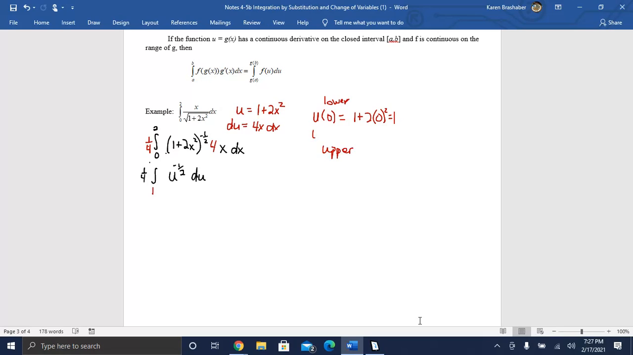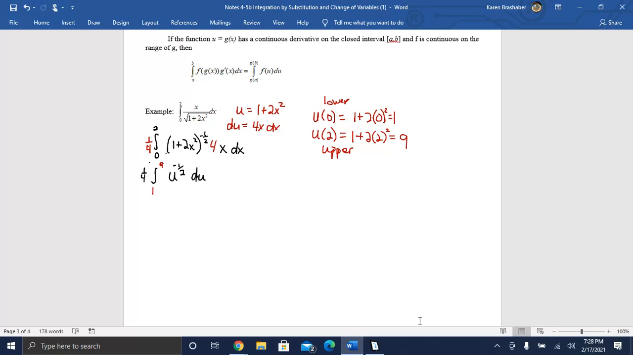The upper limit had been a 2, so I'm going to do u of 2. That'll be 1 plus 2 times 2 squared. So 2 squared is 4, times 2 is 8, plus 1 is 9. And so my upper limit of integration is now 9.